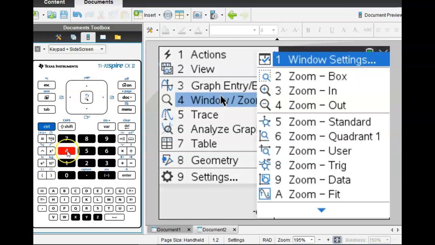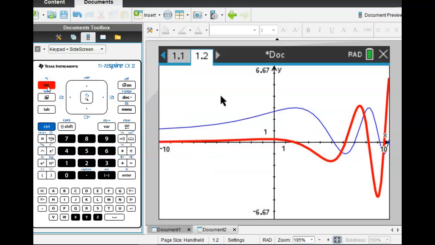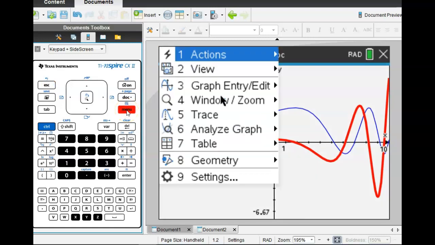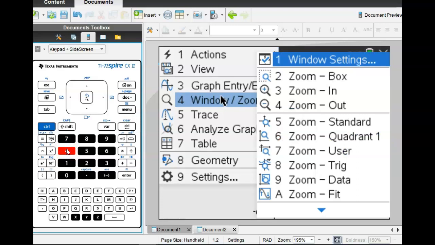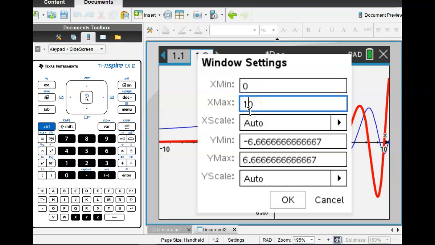Window zoom, that's 4. And we're not zooming in, we're not doing any of that. We want our window settings. You hit menu, Window, 4. Window settings, 1. We want our x minimum to be 0 and our x maximum to be 6. Y does not matter right now. It may matter, but right now we're just going to worry about our domain.